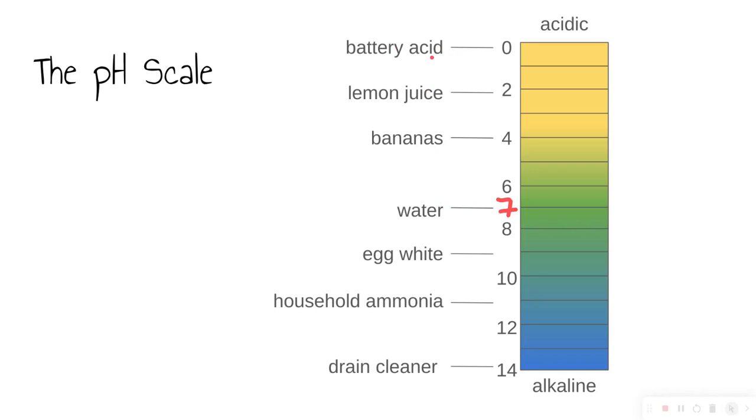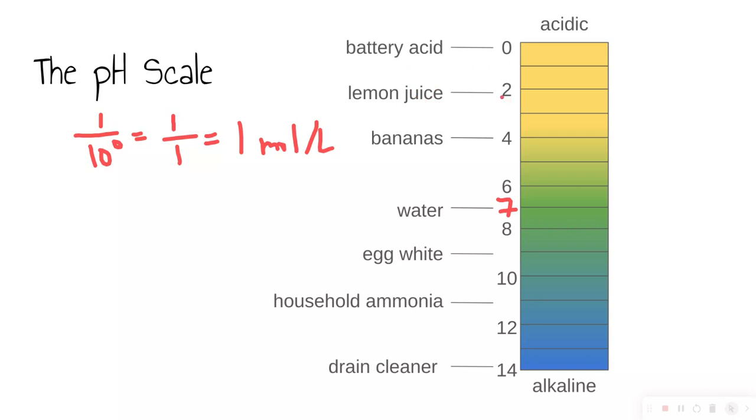Battery acid is going to be all the way at 0 on our pH scale. So let's take a look at our equation and put in 0 for our pH. We have 1 over 10 to the 0, which is 1 over 1, which equals 1 mole per liter. So this is a very high concentration of hydrogen ions. This is going to be very acidic. Battery acid with its pH of 0 is as acidic as you can get.